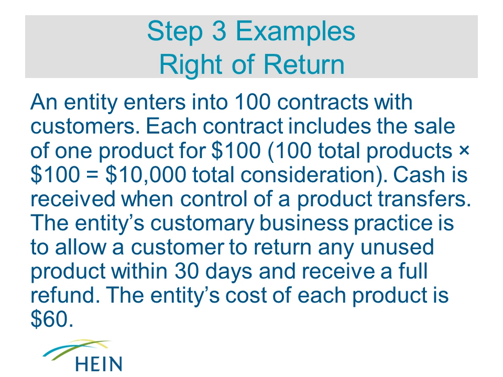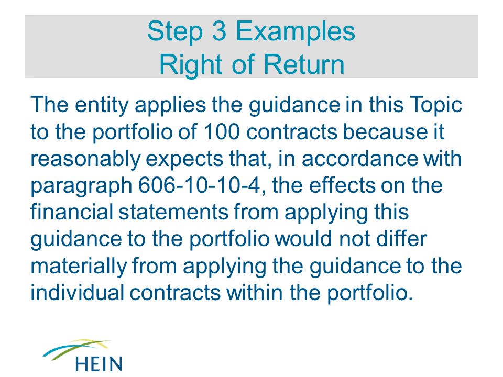Cash is received when control of the product transfers, and the entity's customary business practice is to allow a customer to return any unused product within 30 days and receive a full refund. The entity's cost of each product is $60. So the entity applies the guidance in this topic to the portfolio of 100 contracts because it reasonably expects that, in accordance with 606-10-10-4, the effects on the financial statements would not differ materially from applying the guidance to the individual contracts within the portfolio. So basically just allowing them to take a portfolio approach.